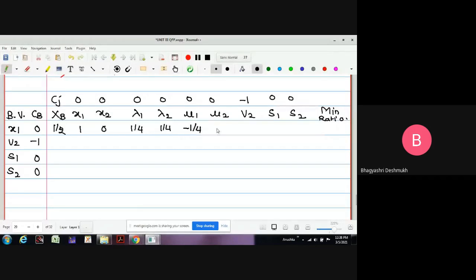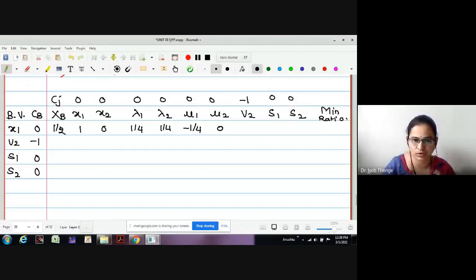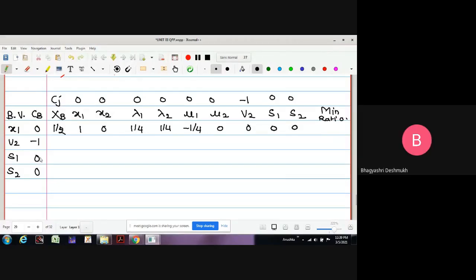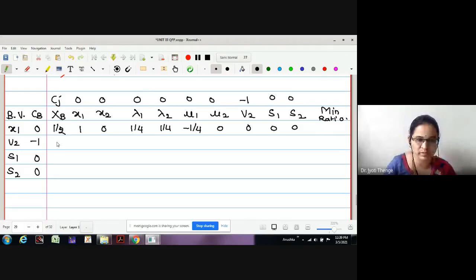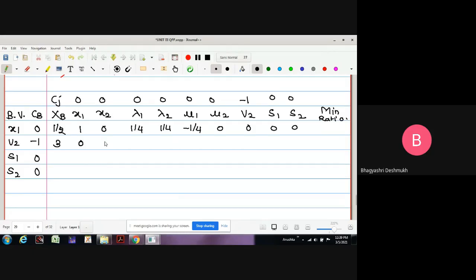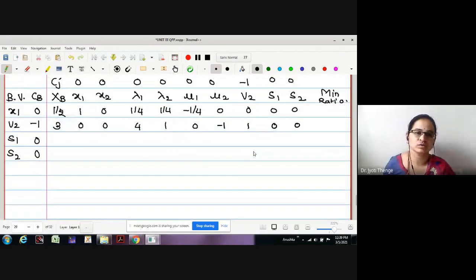1 by 4, minus 1 by 4, 0, 0, this is 0. Second row was as it is. Second row, tell me as it is: 3, 0, 0, 4, 1, 0, minus 1, 1, 0, 0, 0, 0, 0, 0.